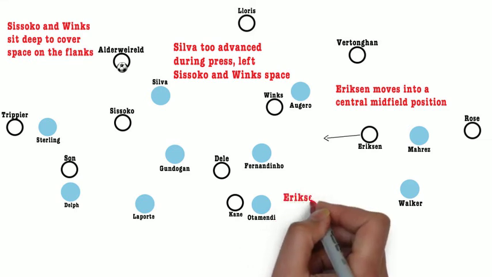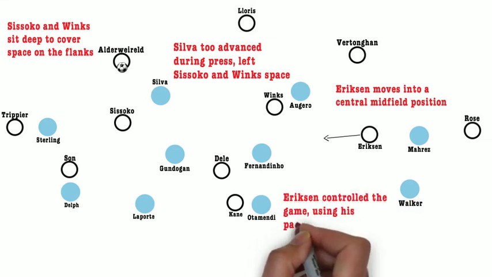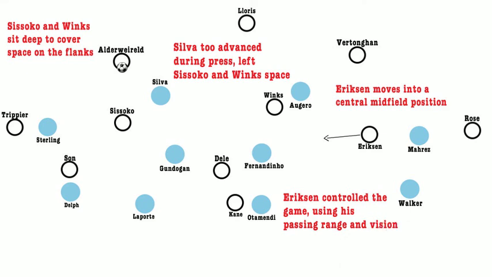Eriksen's deeper central position allowed Tottenham to sustain periods of possession. He showed his excellent passing range and vision throughout the game, playing a number of balls out wide for Trippier, as well as playing through balls inside Delph for Son to run onto.